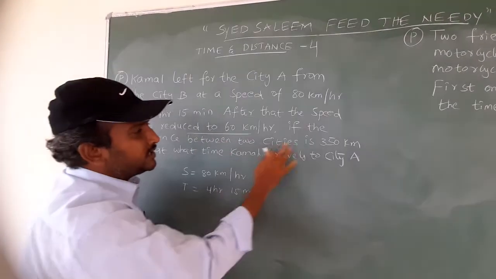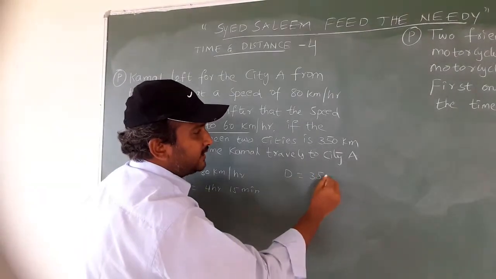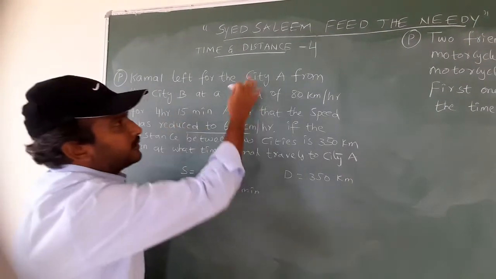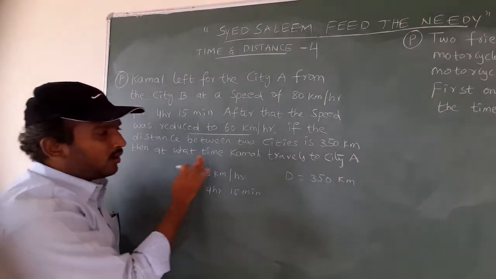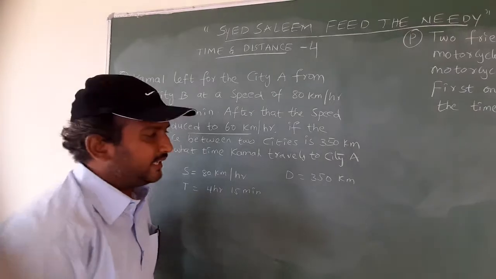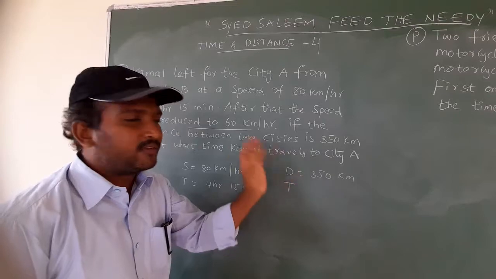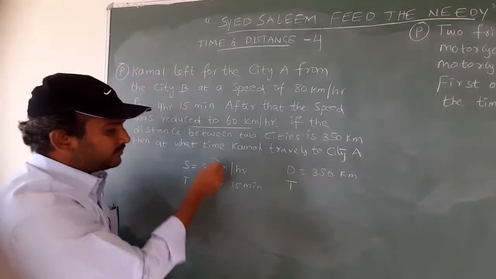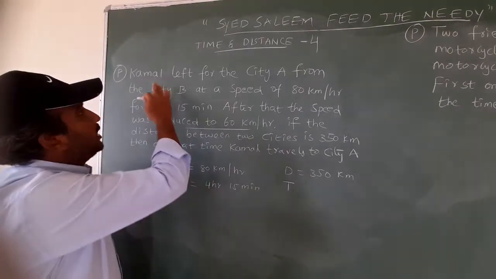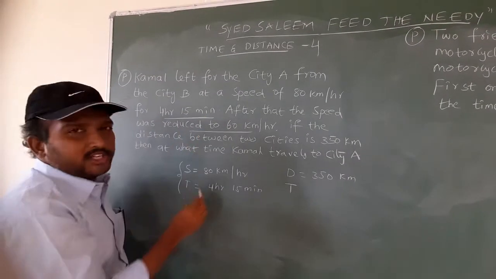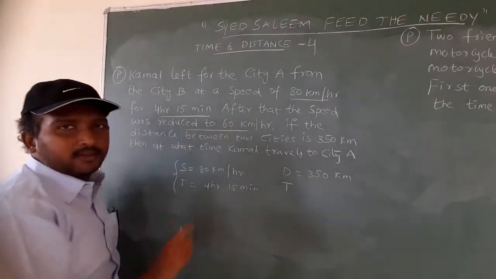If the distance between the two cities is 350 km, that means the total distance they have given is 350 km from city B to city A. Now they are asking what time Kamal took to travel from city B to city A. First of all, from this given data, we have to find out, for 4 hours 15 minutes with a speed of 80 km per hour, what is the distance covered by Kamal?